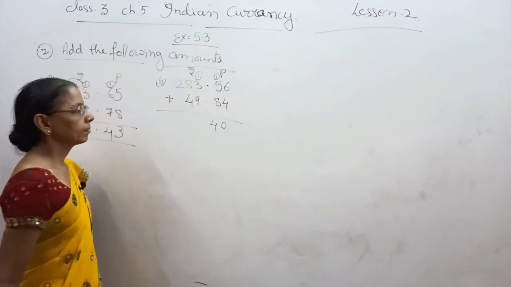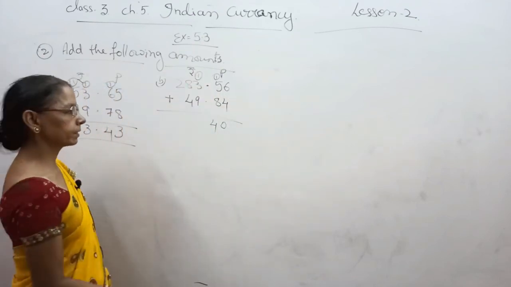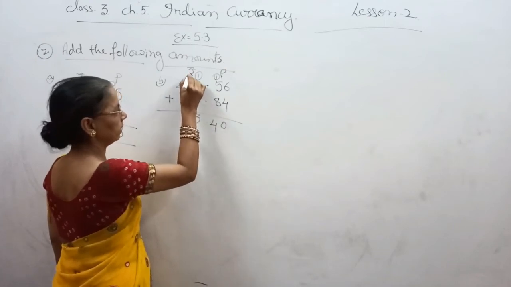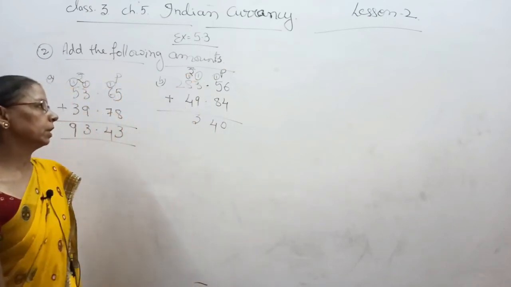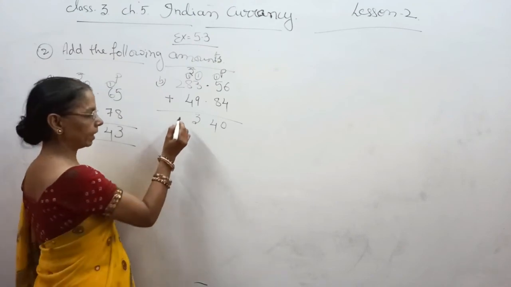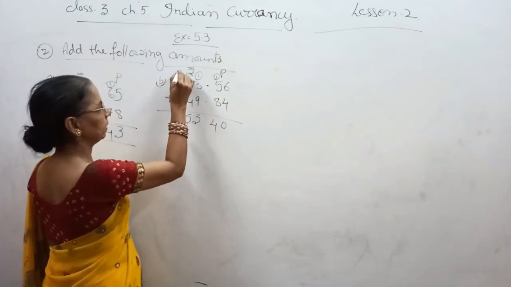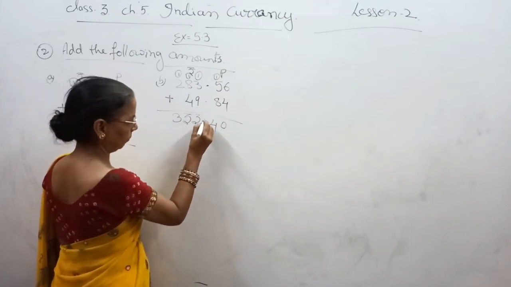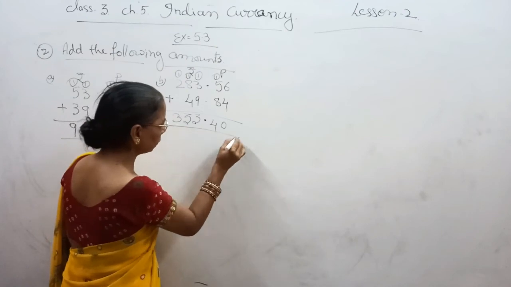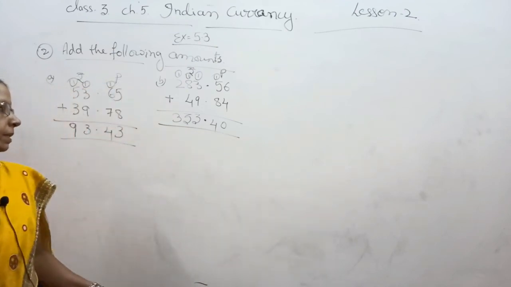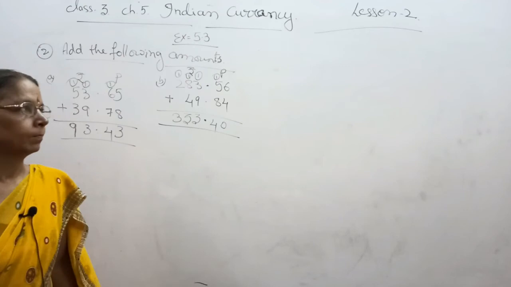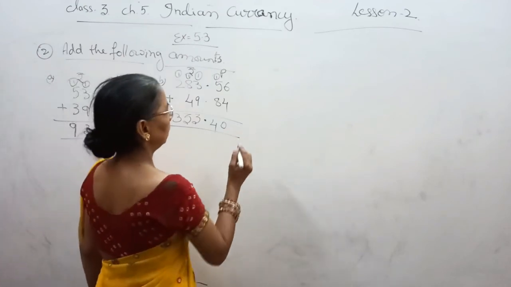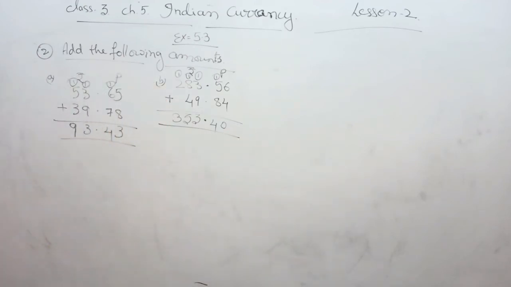1 carry. Then 3 plus 1, 4. 4 plus 9, it is 13. 1 carry. Then 8 plus 1, 9. 9 plus 4, it is again 13. Then 1 carry. 2 plus 1, it is 3. After 2 digits, we have to put a point which separates the rupees and paise. Like this, you have to do the questions of question 2, that is C, D, E and F.